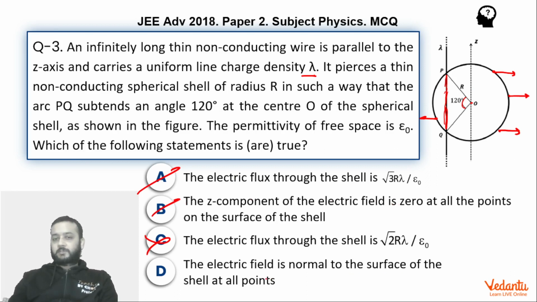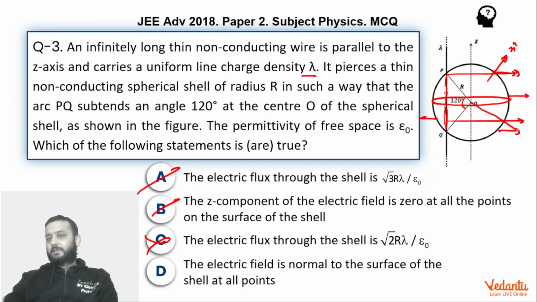Electric field is normal to the surface of the shell at all points. This is wrong, because if you see, the normal at this point is in this direction, whereas at this point the electric field will be in this direction. So you can see that this is not along the normal. If you consider a diametric plane which is horizontal and contains point O, then at all these points we can say electric field would have been normal to the surface of the shell. But at the other point, electric field will be again in this direction, but the normal will not be in this direction.